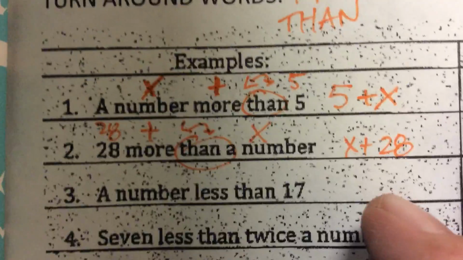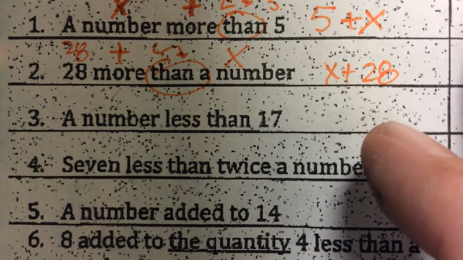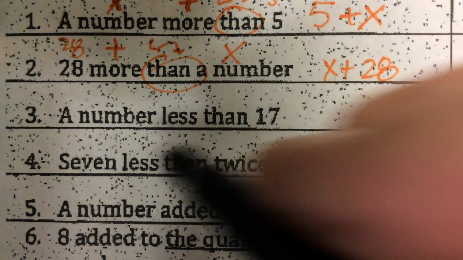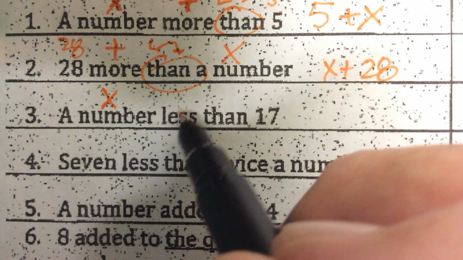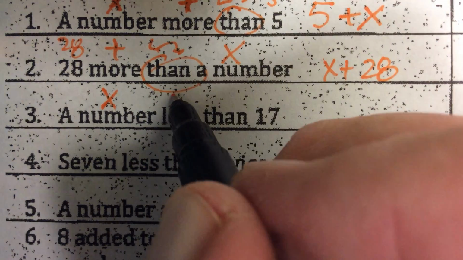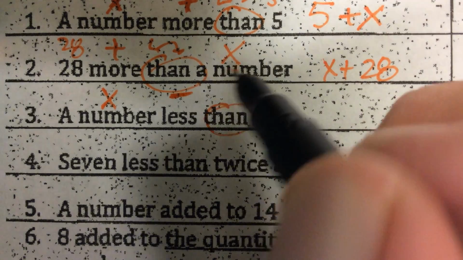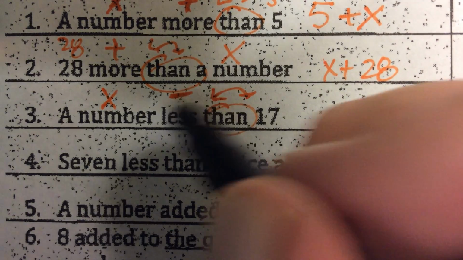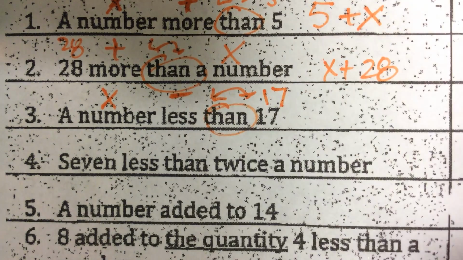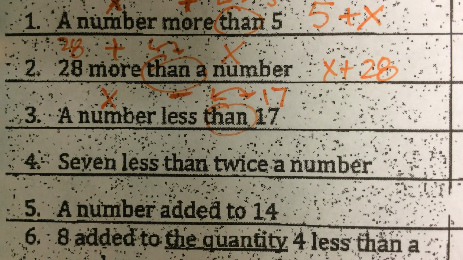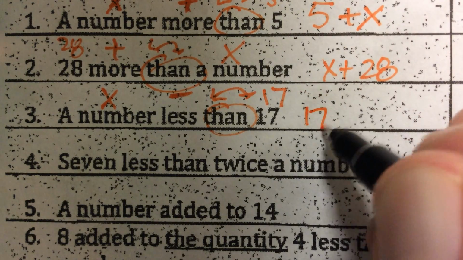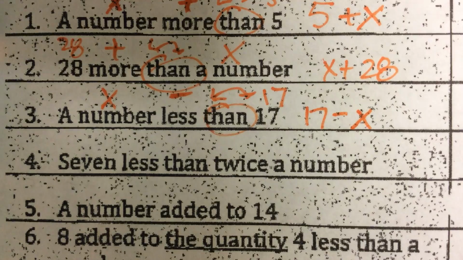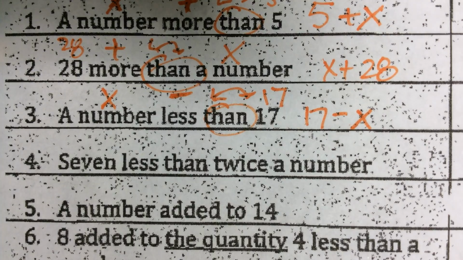We have a subtraction problem, a number. So again, we'll use a variable. I'm just going to use an x. Less means to subtract. Than is our turnaround word. So I'm going to draw little arrows to remind me I need to flip these things, and 17. So instead of writing x minus 17, we're going to do 17 minus x. Okay? You're taking a number away from 17. So you're starting with 17, then you're taking x or the number away from it. That's going to be different than if you were starting with x and you're taking 17 away from that.